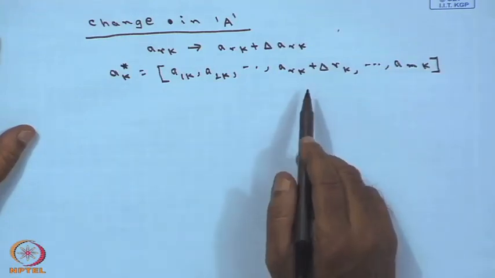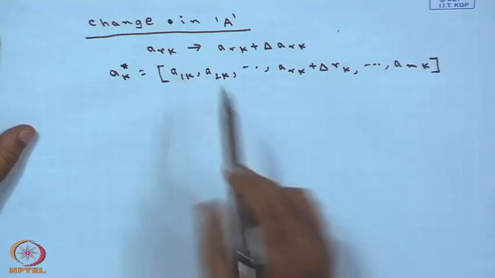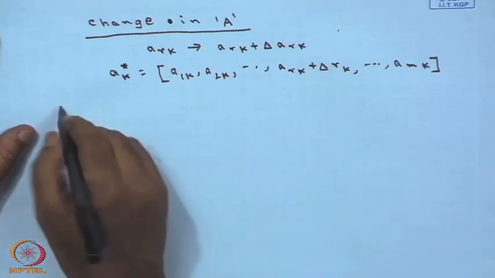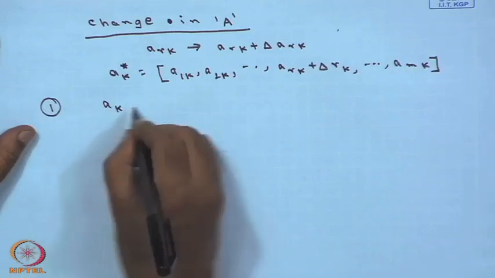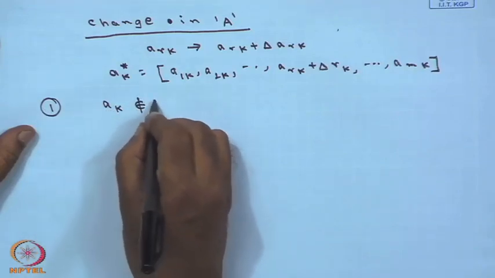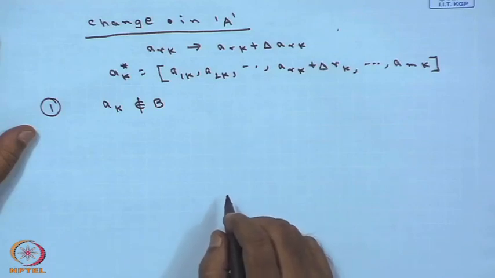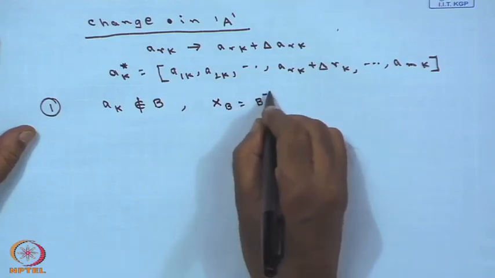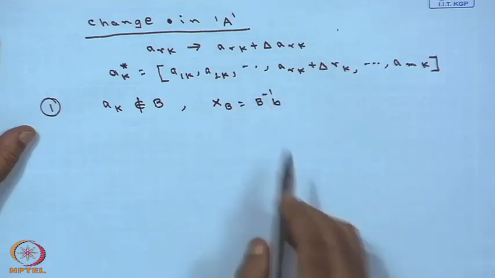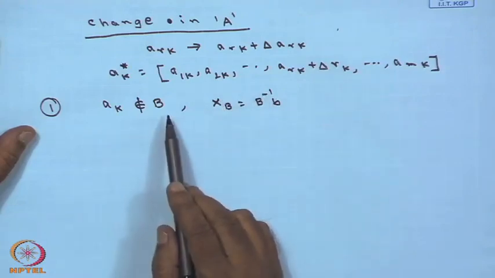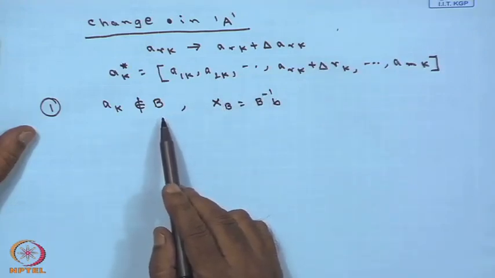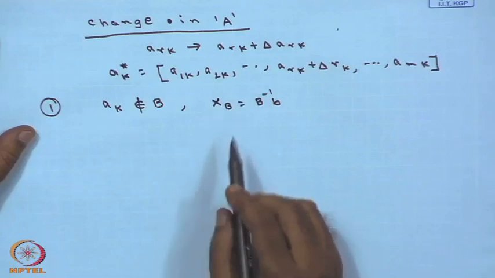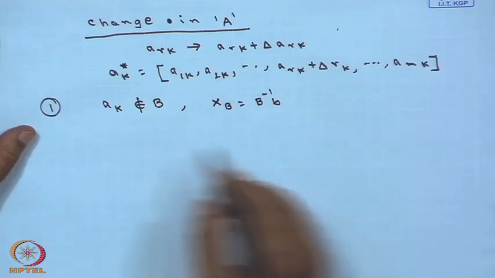Now, two things can happen: the modified column a_k star lies in the basis or it does not lie in the basis matrix B. So, first case, it may happen that a_k does not belong to B. In that case, what happens? X_b equals B inverse b. So, the optimal value will remain unchanged since a_k does not belong to B. So, if any change occurs, that will occur in the optimality condition only, not in the feasibility.